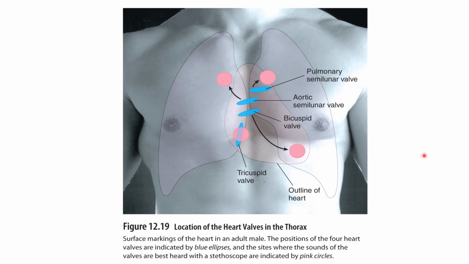Okay, so the surface markings of the heart in an adult male. So the positions of the four heart valves are indicated in the blue ellipses. So yung bandang nasa gitna. And the sites where the sounds of the valves are best heard with stethoscope are in the pink circles. Ayan. So kung nakikita nyo, medyo dito sa may bandang chest. And then, yung isa is medyo sa baba naman ng inyong, or sa baba at gilid ng breast. Okay, so those are the best spots to hear the heartbeat. Okay?